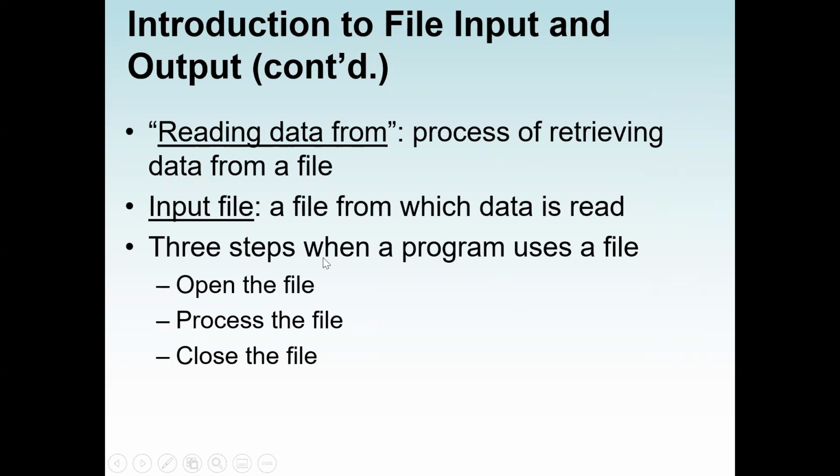Now we have three steps when a program uses a file, whether we are reading from or writing to a file. We always have to follow these three steps. First, we need to open the file. Then we process the file. Processing the file can be either writing data to the file or reading data from the file. Then after we finish our process, we need to close the file. So always follow these three steps: open the file, process the file, then close the file.